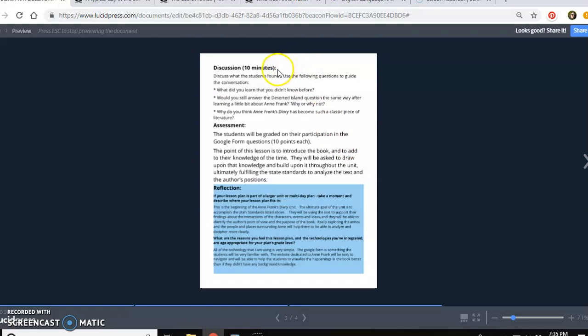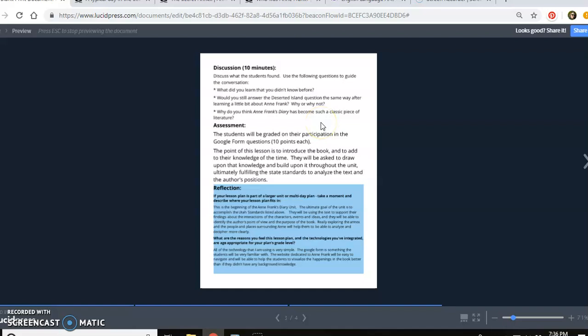So then when they're done with that, I want to discuss with the class what they learned. So I put these questions here to help them sort of engage in a conversation. What did you learn that you didn't know before? Would you answer your deserted island question the same way? Would you change it? Why do you think Anne Frank has become so important in literature? And then we'll continue that until it's time to go.